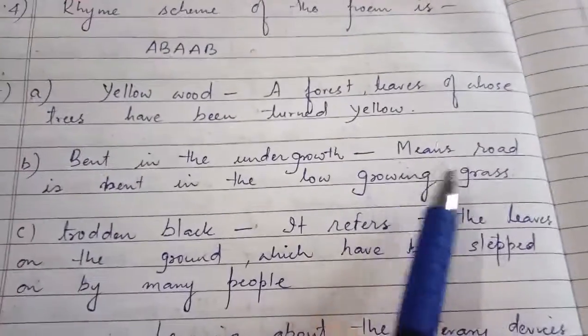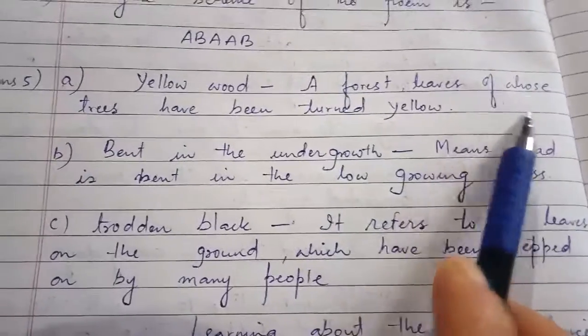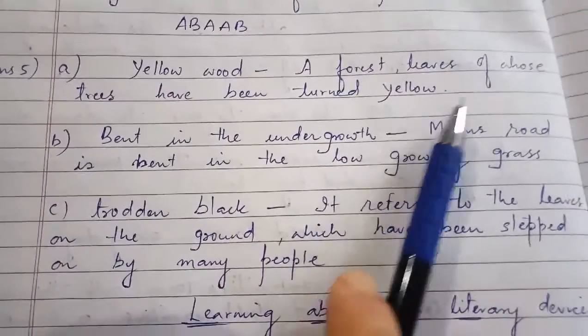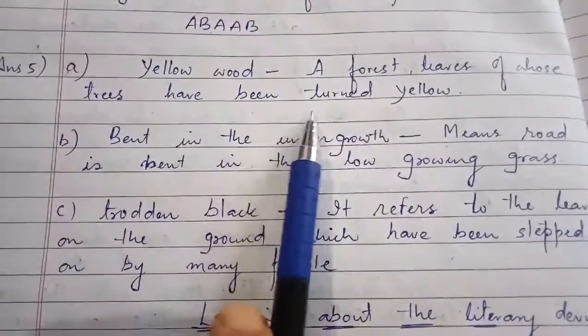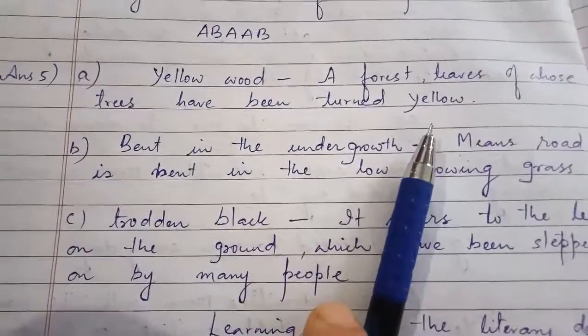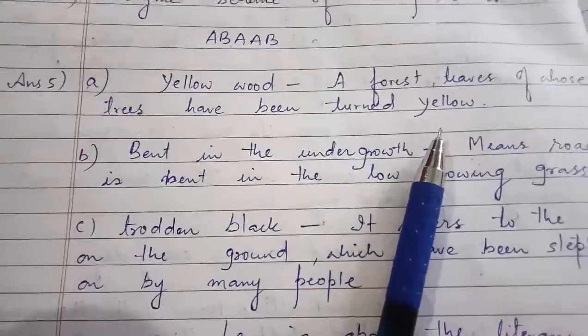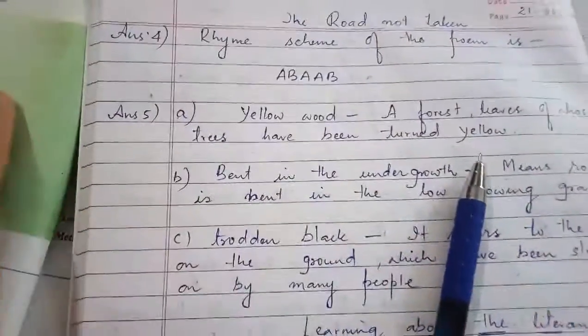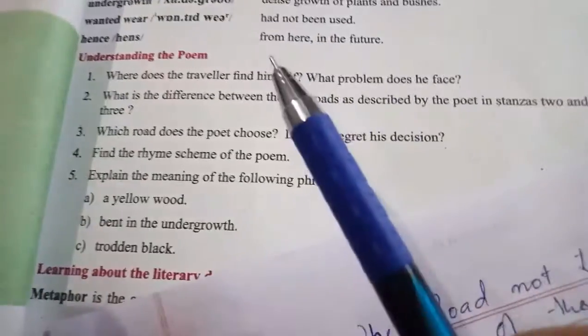Now the question number 3 is: explain the meaning of the following phrases. Yellow wood means a forest whose trees' leaves have turned yellow. When the leaves of the trees turn yellow, it is called a yellow wood. Wood is basically called in poetic language a forest.